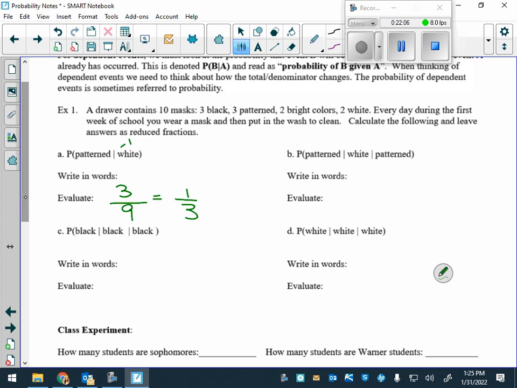Okay. So you could also look at it this way with the notation. This is your last event. These are the 2 that have already occurred. So we have already chosen a white and pattern. So what is our denominator down to? 8. Out of those 8, how many patterned? Yes, 2. Good. Because we already used 1 here, and we're left with 2. Minus 1, minus 1. Are we all okay? Good, good, good.